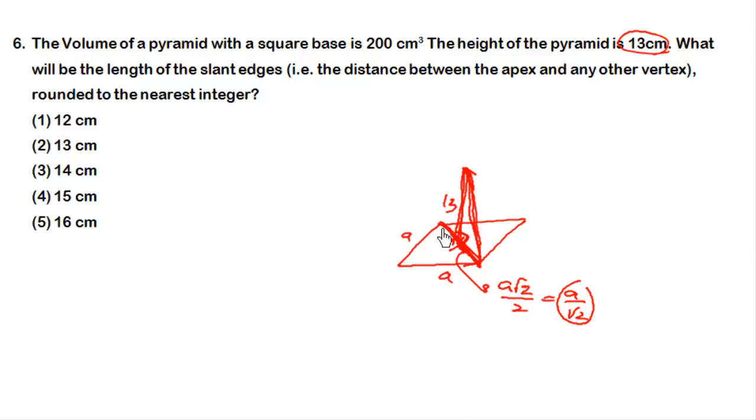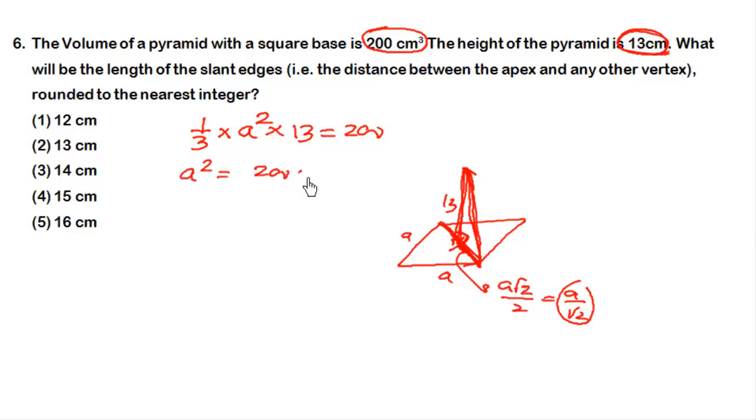So it says that the volume is 200 centimeter cube. So by using these two numbers, we can get the value of a. We know that the volume of the pyramid is given by 1/3 the area of the base, which in this case will be a square, into height, and that is equal to 200. So we can say that a square will be equal to 200 into 3 divided by 13. Now we need to find a by root 2.